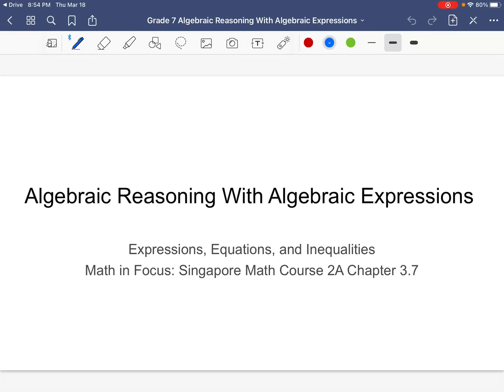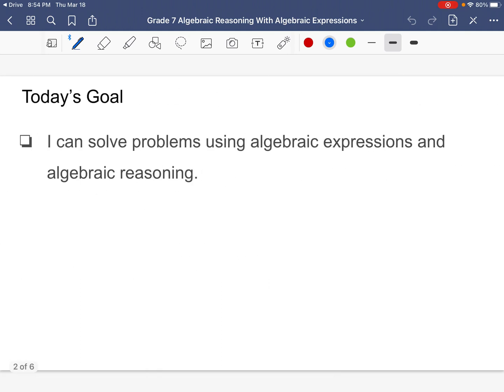Welcome to today's lesson, which is about algebraic reasoning with algebraic expressions. The goal of today's lesson is that you can solve problems using algebraic expressions and algebraic reasoning.